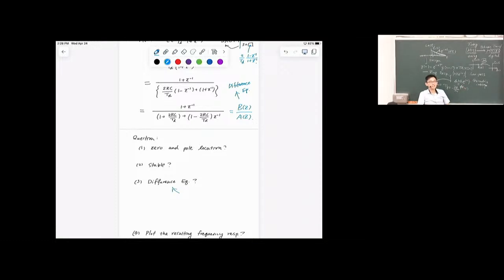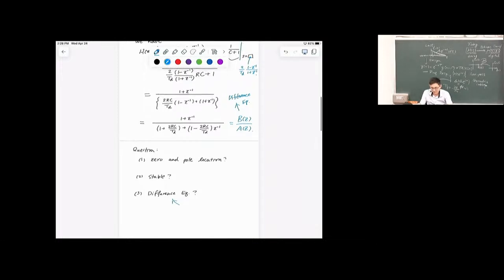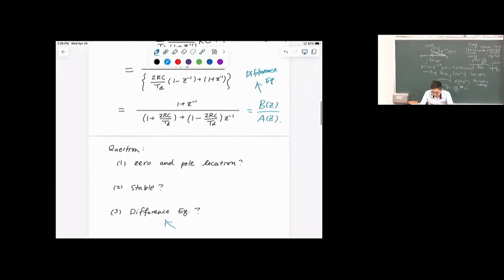想要先讨论1、2还是3？Which one should we discuss right now? 赞成1举手。1，好，2举手。3，好，那就1。Zero and pole location, okay? The pole location, this is also just detail. So the pole, there is 1 pole and 1 zero, right?